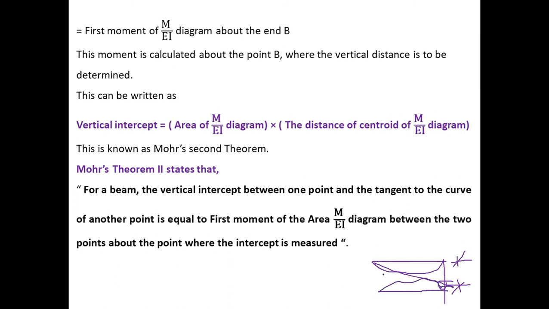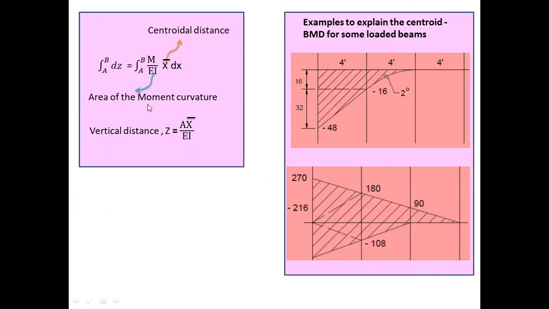The total area into x bar distance. So area into x bar, right? This is the expression. Here M is the moment, EI is the flexural rigidity, A is the area of the moment curvature, and x bar is the centroidal distance. So it can be written as A x bar divided by EI.